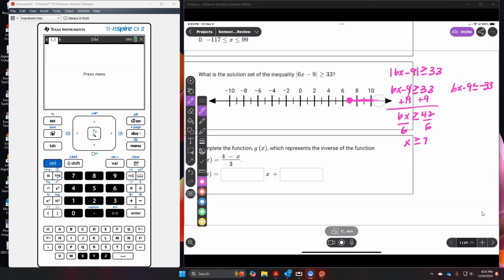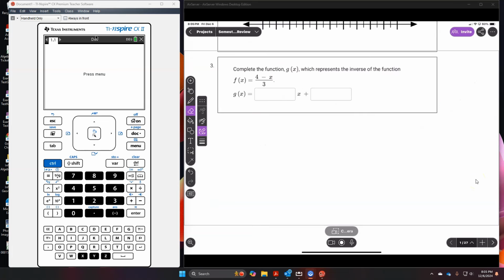Now for the other inequality, we're going to have to add 9 to both sides. So we have 6x is less than or equal to negative 24. Divide by 6. So x is less than or equal to negative 4. So you go to negative 4, it's a closed circle, and the numbers that are less are to the left.